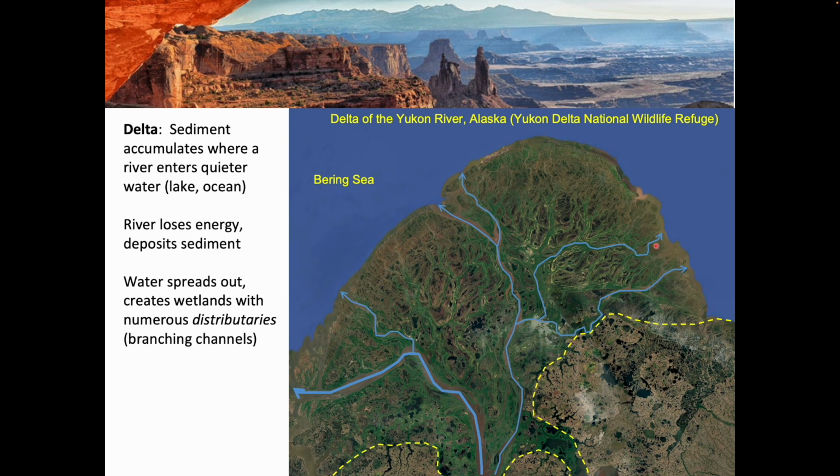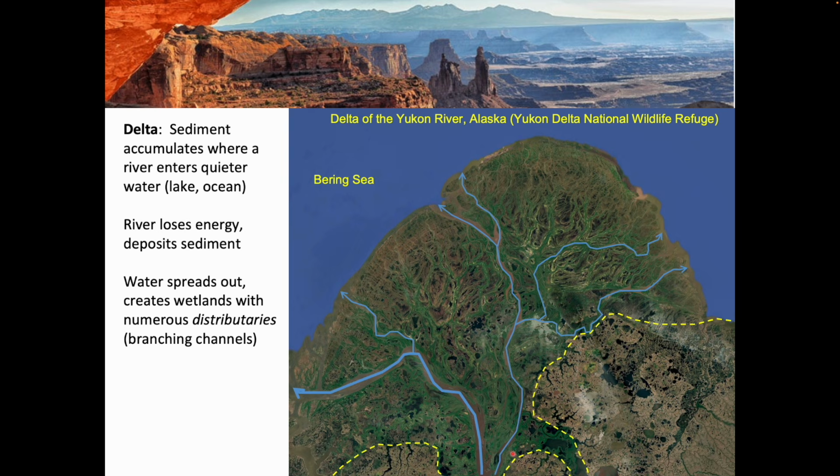called distributaries. This is the delta of the Yukon River in Alaska, part of Yukon Delta National Wildlife Refuge. This occurs where the Yukon River enters the Bering Sea. We can see the main stem, the widest channel of the river, on the lower left, and we can see all of the distributaries branching off of it as this river water spreads out into different areas of the delta.